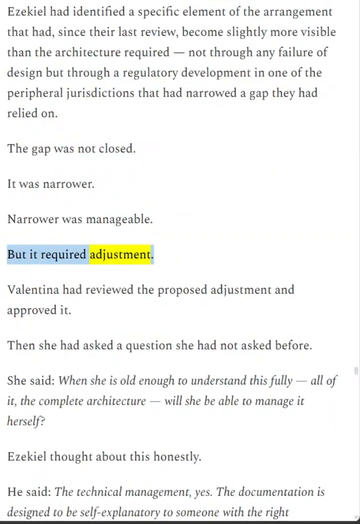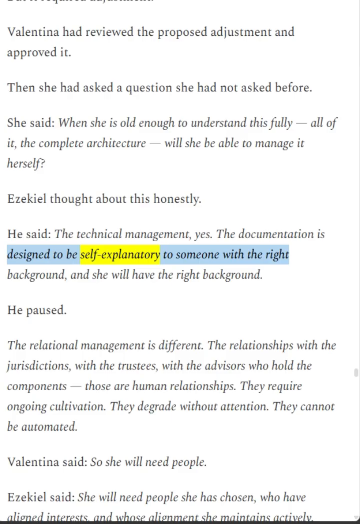But it required adjustment. Valentina had reviewed the proposed adjustment and approved it. Then she had asked a question she had not asked before. She said, "When she is old enough to understand this fully, all of it, the complete architecture, will she be able to manage it herself?" Ezekiel thought about this honestly. He said, "The technical management, yes. The documentation is designed to be self-explanatory to someone with the right background, and she will have the right background." He paused. "The relational management is different."